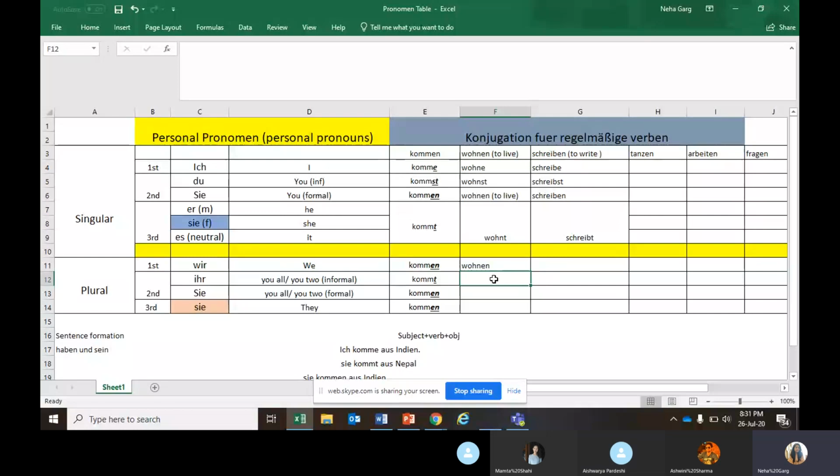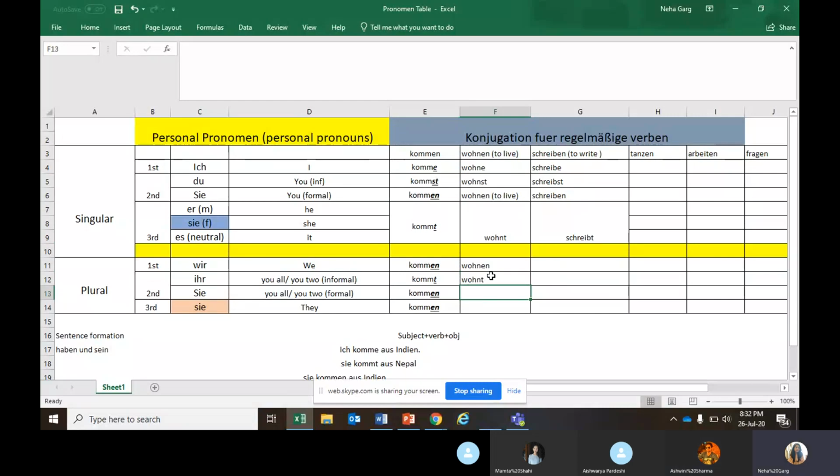Then with ihr, again, there would be a verb conjugation. It would be t. En would be replaced by that t. So as a quick tip, regular verbs are very easy to conjugate because there are only a few changes happening in ich, du, and er/sie/es. With er, it is similar to sie, third form. Er kommt, er wohnt.